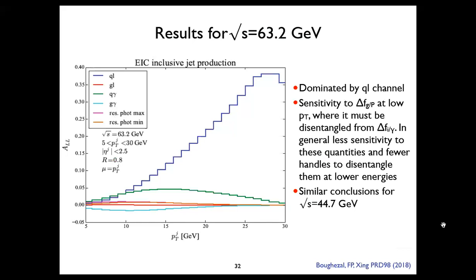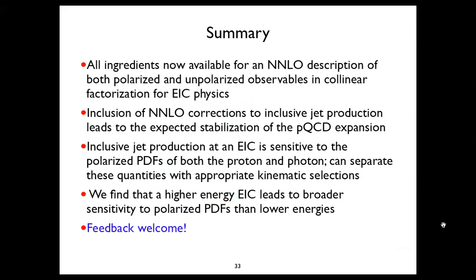Okay, so let me conclude with just a couple of messages. All ingredients are now available for an NLO description of both polarized and unpolarized observables for EIC physics. One of our motivations was to check, and we did check it and show it, that the inclusion of NLO corrections to inclusive jet production leads to the expected stabilization of the pQCD expansion in the unpolarized case.